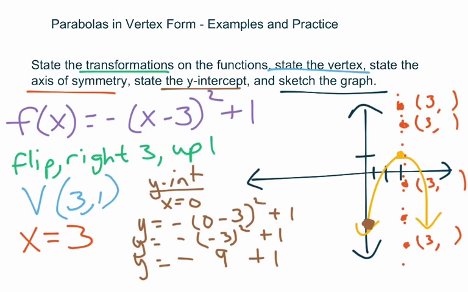Okay, so I'll go through that again. You do the 0 minus 3, you get negative 3. We can't do anything with these until we do the squaring. So we do negative 3 times negative 3, which gives us positive 9, and this negative comes down. Now I have negative 9 plus 1, which is negative 8. And the y-intercept is the point (0, -8).